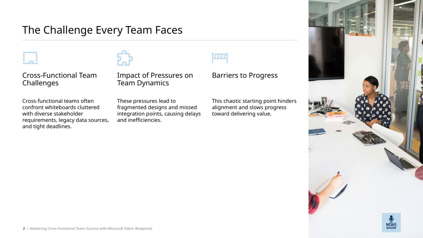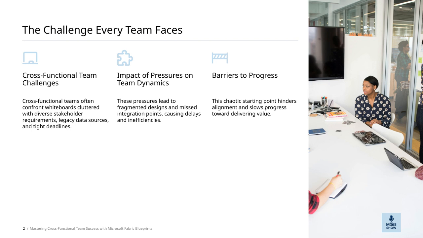Let's take a closer look at the challenge every team faces when working cross-functionally. At the start, things can feel quite chaotic, which makes it difficult to align everyone's efforts. This chaos can really slow down progress and make it harder to deliver value efficiently. When teams are bogged down by these barriers, designs can become fragmented, and key integration points are often missed. This leads to delays and inefficiencies that impact the overall project.